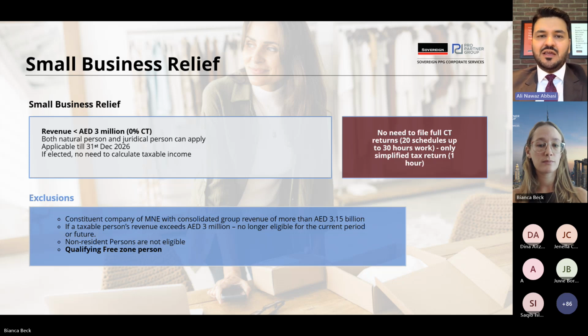If this relief is selected, there's no need to file a full corporate tax return. Rather, a simplified return can be submitted. There are some exclusions though, like a company who is part of a multinational group with consolidated revenue of 3.15 billion dirhams, they cannot avail this relief. Similarly, non-resident persons and qualifying free zone persons cannot take advantage of this relief. Next slide, please.